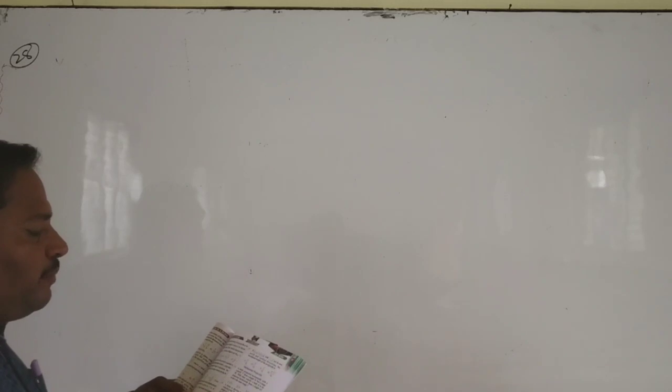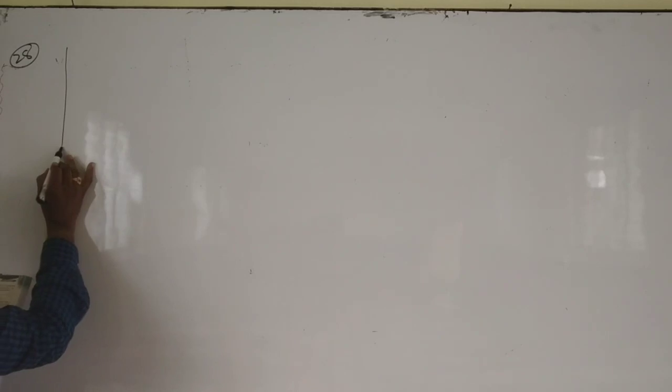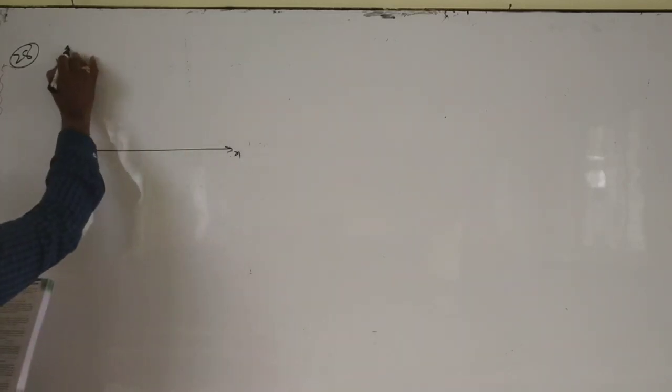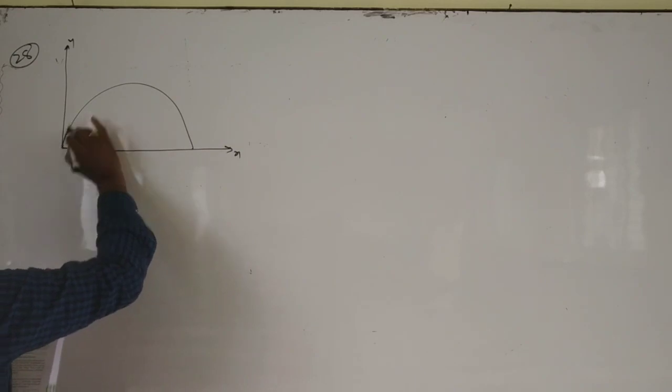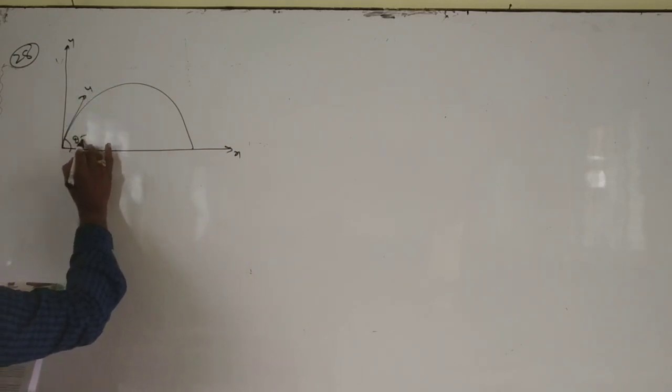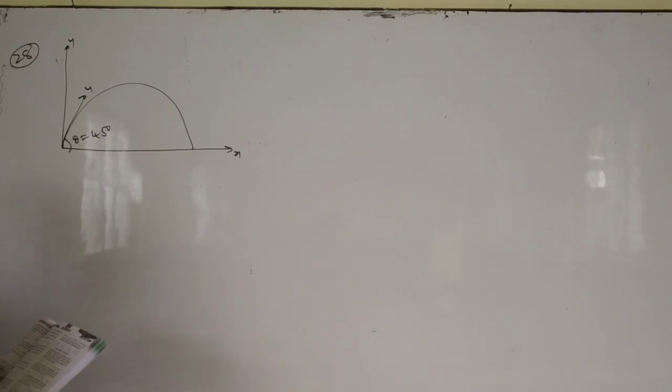So question number 28. From a point on the ground, a particle is projected with initial velocity u such that its range is maximum, so theta equals 45 degrees. We have to find the magnitude of the average velocity during the time of ascent.